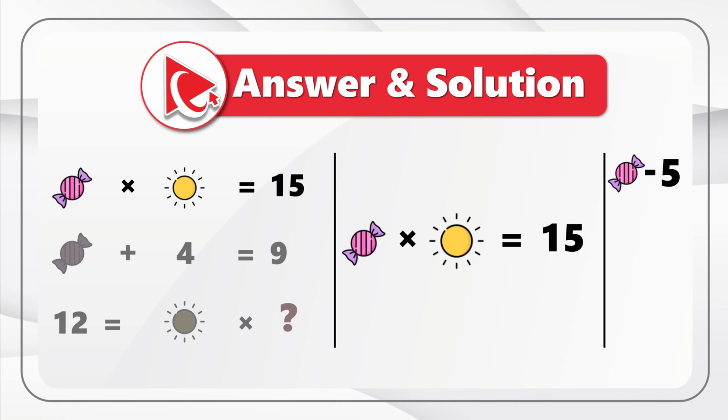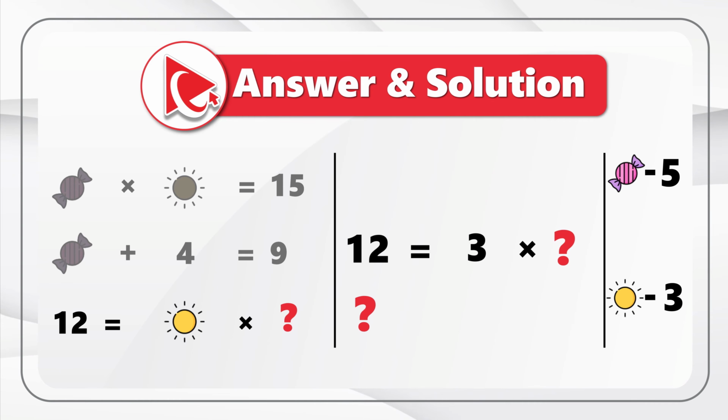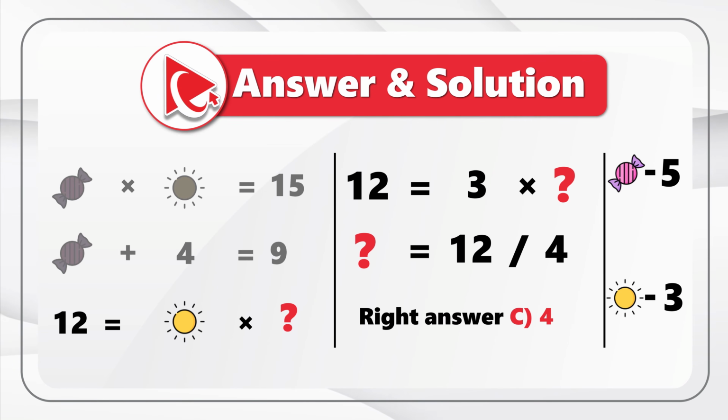Candy multiplied by sun equals 15. We know that the value of candy is 5, and when we substitute candy, it would be 5 multiplied by sun equals 15. So the calculated value for the sun would be 3. And now we can focus on the last expression. 12 equals sun multiplied by question mark. We know that the value of sun is 3, and we can substitute it, and the new expression will be 12 equals 3 multiplied by question mark. Question mark can be calculated by 12 divided by 3. So the end result would be answer C, 4.